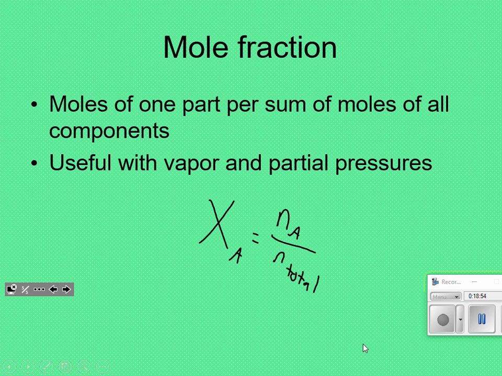Next class, one of the colligative properties that we're going to discuss is how a solution has a different vapor pressure than a pure substance does. So mole fraction is often used in that regard as well. But I would say mole fraction is one that you do need to be aware of, because that's what we use for partial pressure of gases.